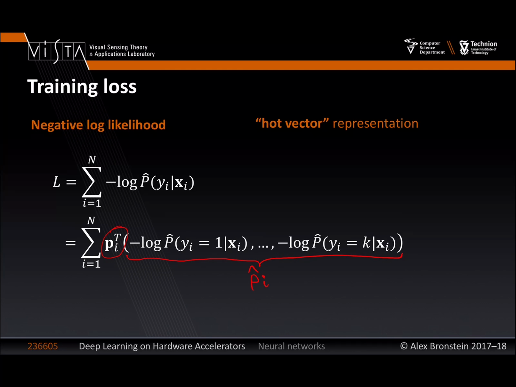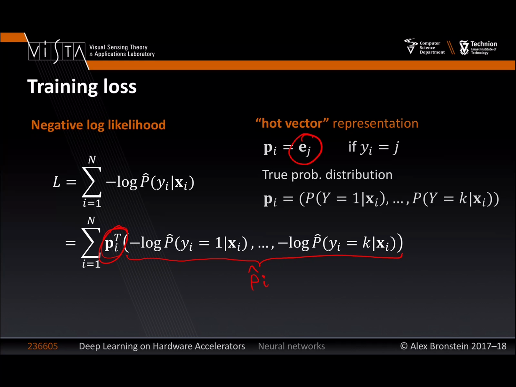Again, this one-hot vector representation will be just one of the standard basis vectors, e_j, that has zeros everywhere and 1 in coordinate j. This vector will represent class label y equals j. So this is this vector pi, and basically this is my ground truth probability distribution.